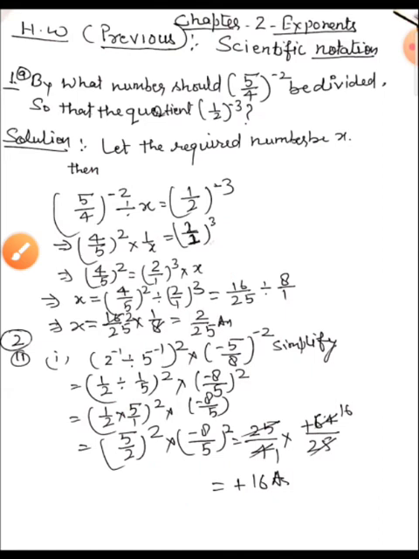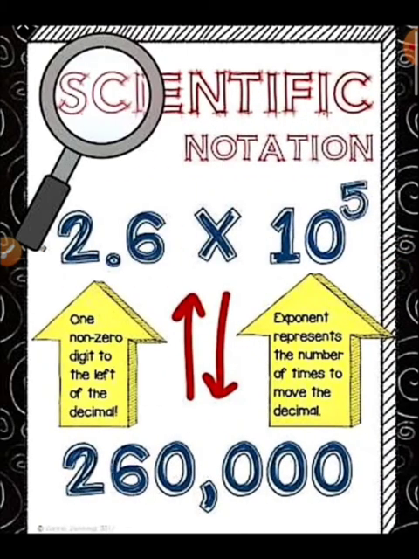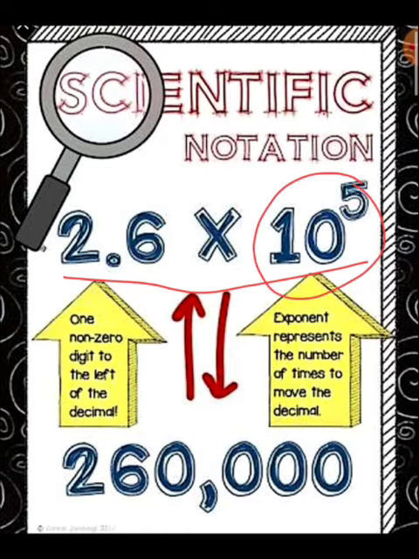Now, today's topic. Do you know what today's topic is? Today's topic is scientific notation. In scientific notation, we write the number in a different type. Which type? We write the number in decimal form and in exponent of 10, 10 to the power n.